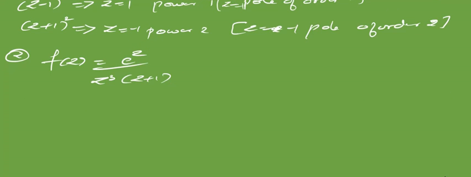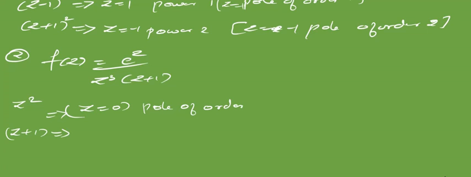Consider one more example to identify the pole. Check the denominator: one factor is z squared, the other is z plus 1. When this term tends to 0, e to the power z divided by 0 will tend to infinity, so the function will not be analytic at that point. This can be 0 when you take z equal to 0. So z equal to 0 is a pole of order, see, the power of z is 2, so it's a pole of order 2.